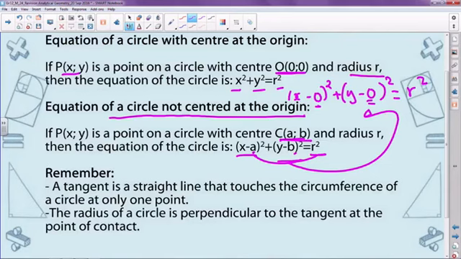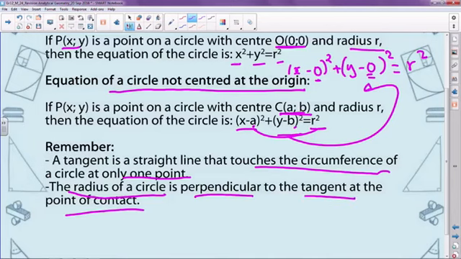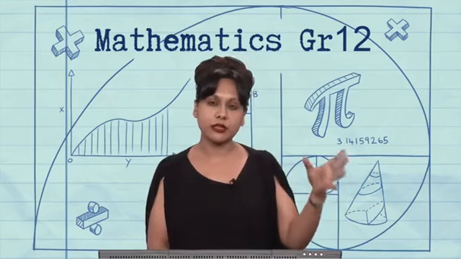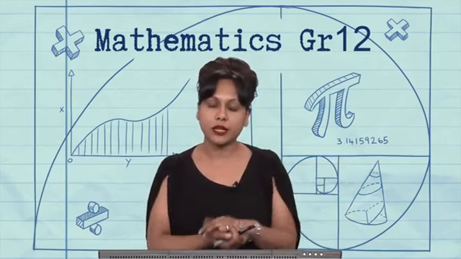Okay, another important thing that you learn is that a tangent is obviously a straight line, but it touches the circumference of the circle at only one point. An important geometric concept that we use in analytical geometry is that the radius of a circle is perpendicular to a tangent at the point of contact. And certainly in some of the questions we're going to do today, we are going to use that theorem from Euclidean geometry. Okay, so it's one that you need to remember when you're dealing with this section as well.